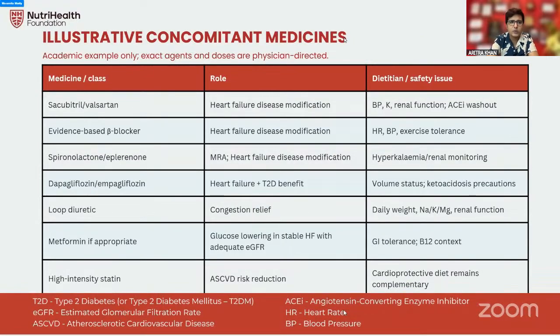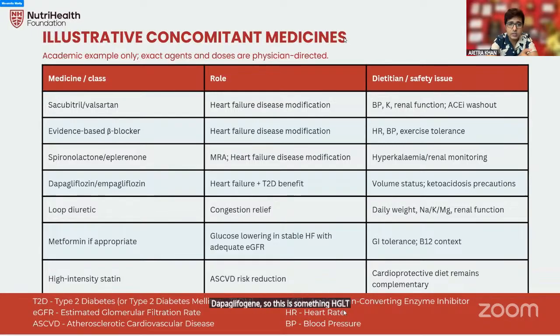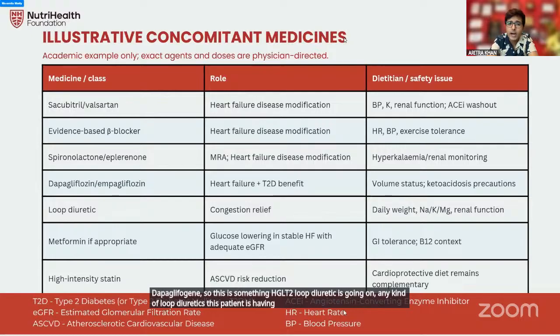Already I have discussed this, the illustrative concomitant medications. So the patient is having sacubitril valsartan, evidence-based beta blocker, spironolactone, Aldactone, eplerenone. This is all about the mineralocorticoid antagonist. Dapagliflozin, so this is an SGLT2 inhibitor. A loop diuretic is going on, any kind of loop diuretic this patient is having. Metformin, a biguanide kind of drug, and a high-intensity statin, like an HMG-CoA reductase inhibitor, is also going on simultaneously with the concomitant medication.